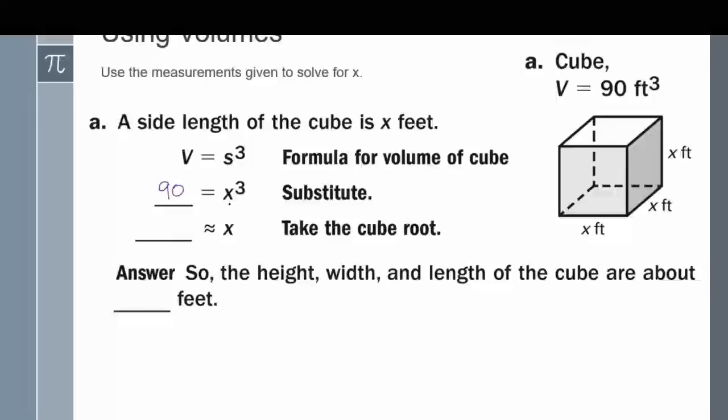And then to undo a cube, I need to take the cube root of 90 and plug that into the calculator. I get that the cube root of 90 is approximately 4.48. And so the height, width, and length of the cube are about 4.48 feet.